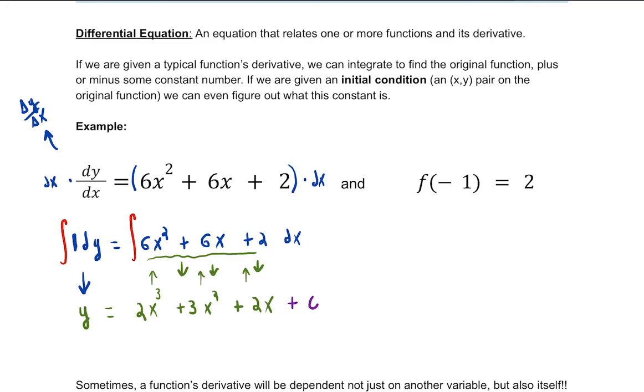So we don't know what that c value is. And so right now, this is not much different than just taking a normal antiderivative. This basically looks like I just asked you to take the antiderivative of 6x squared plus 6x plus 2. And really that is what you've done, but I'm dressing it up here in the language of differential equations. You're going to see why in a second. It gets trickier than this.